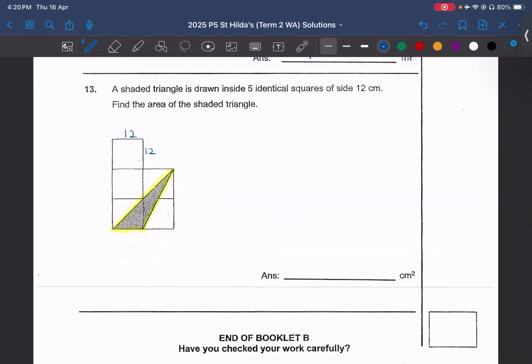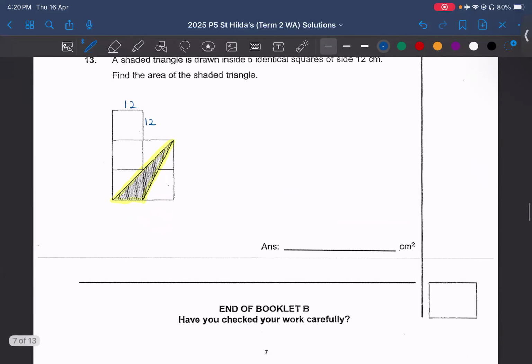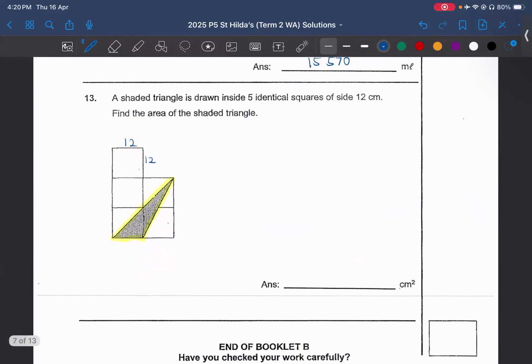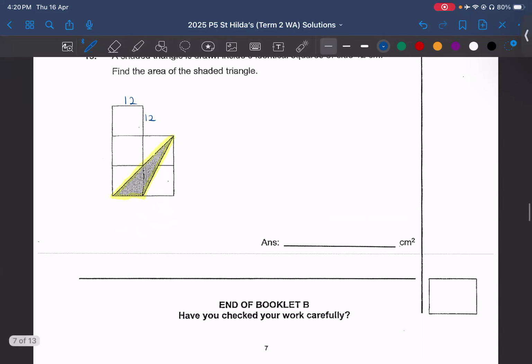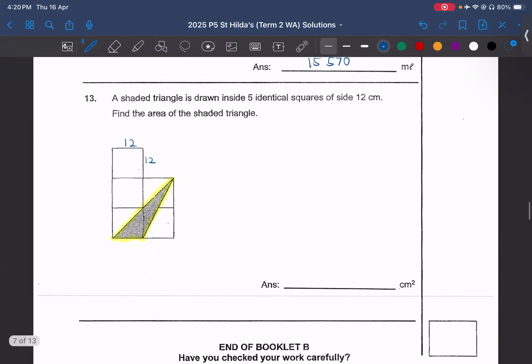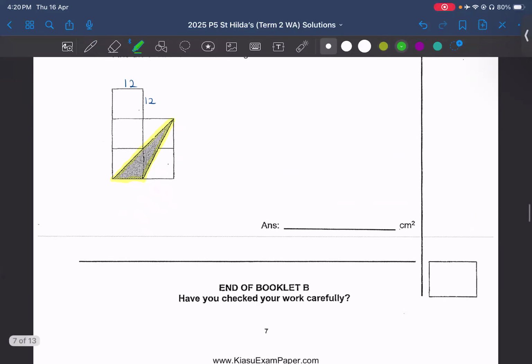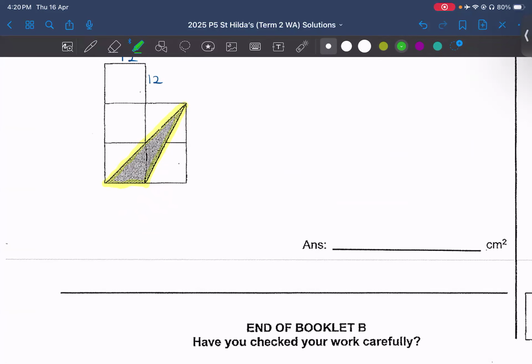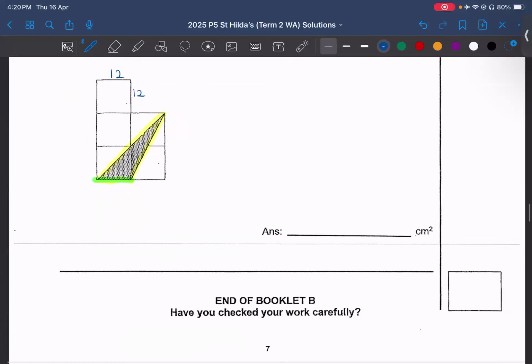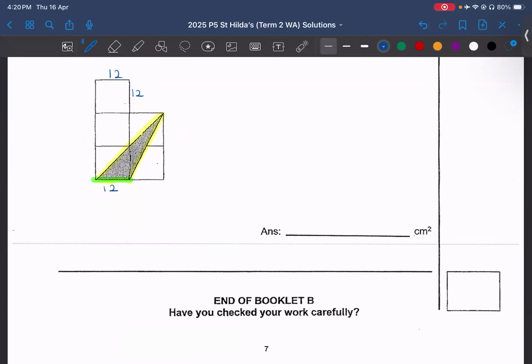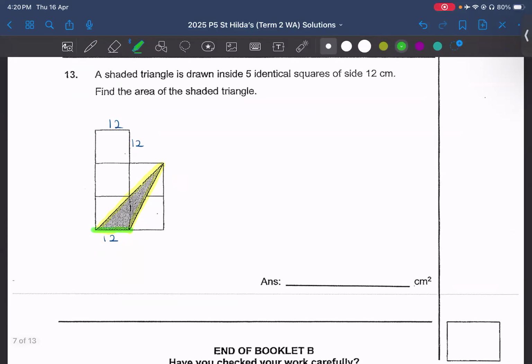To find the area of the shaded triangle, you must remember your formula for area of triangle, which is half times base times height. In this case, your base must be a side of the triangle. If you look carefully, you realize that the only side of the triangle that you are able to find the length of is this base here, which happens to be 12 centimeters, the side of this 1 square. Since the height must be perpendicular to the base, this portion here will be your height, because this portion is perpendicular to your base.